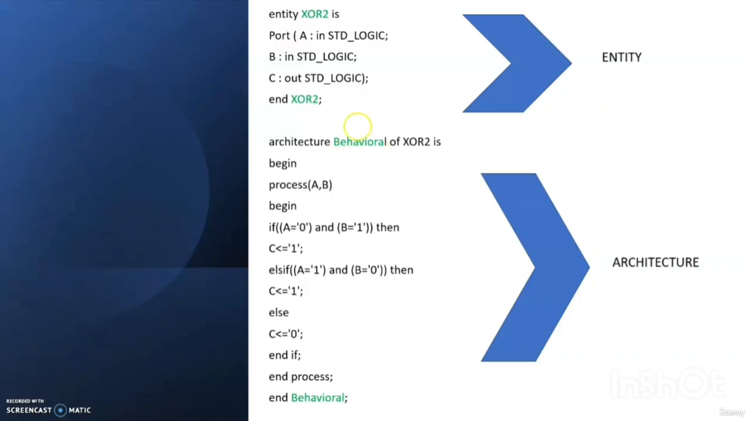If you are not using this process statement, you can also directly use begin C equal to A XOR B. Directly you can use the XOR logical function. There is a logic function called XOR for the XOR gate that is predefined in the library of VHDL. We can directly use that, but here rather than using the function directly, we have taken the process statement and defined specific cases for A and B, and we have defined the output case also. So this is how you do VHDL coding of an XOR gate.